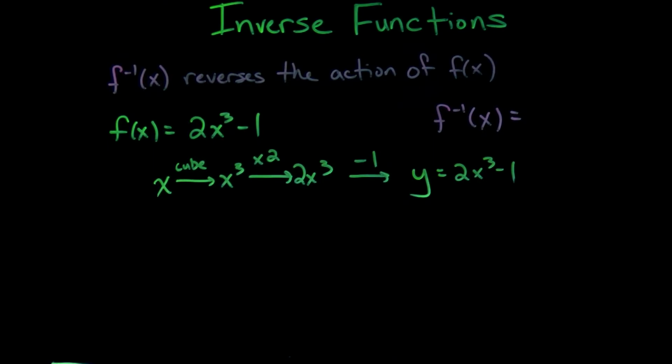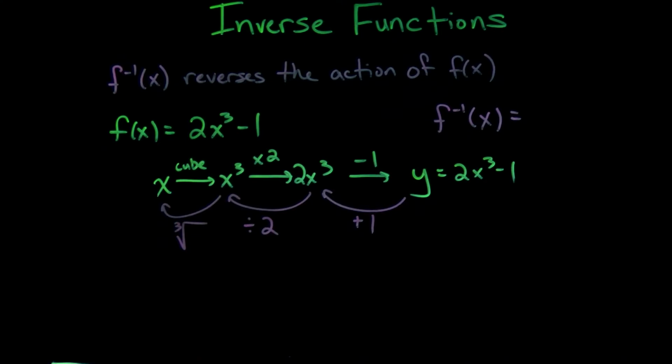So first we need to reverse the step of subtracting 1. How do we do that? Well, we have to add 1. And then we're going to reverse the step of multiplying by 2. So we're going to divide by 2. And finally, we want to reverse the step of cubing. So we would take the cube root.